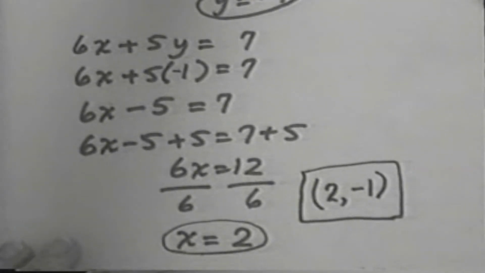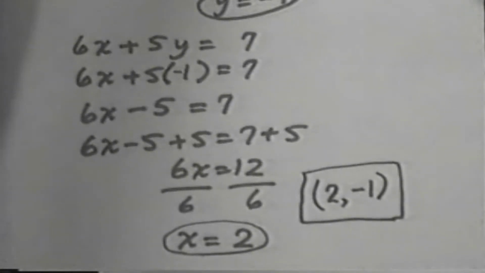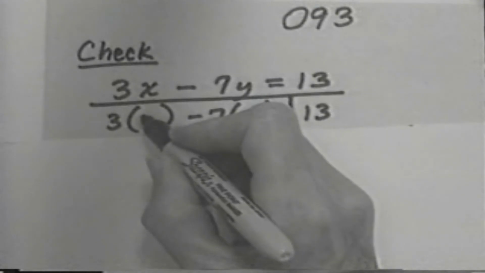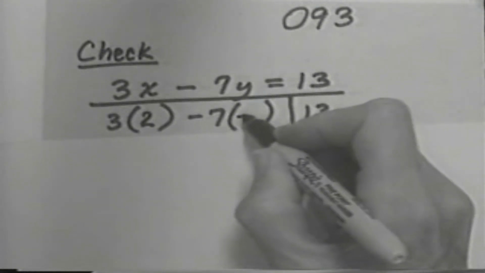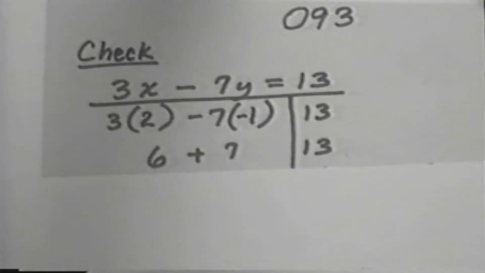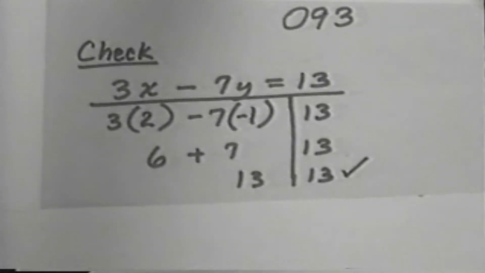The only thing left is to check. Remember, we're checking in the original, and so I recopy the original equations. First, the 3x subtract 7y equals 13. On the left-hand side, we have 3 times the x number, subtract 7 times the y number. On the right-hand side, just 13. The x number is 2. The y number is negative 1. And so we get 6 plus 7 on the left, 13 on the right, and of course 13 and 13 are the same. So this one checks.